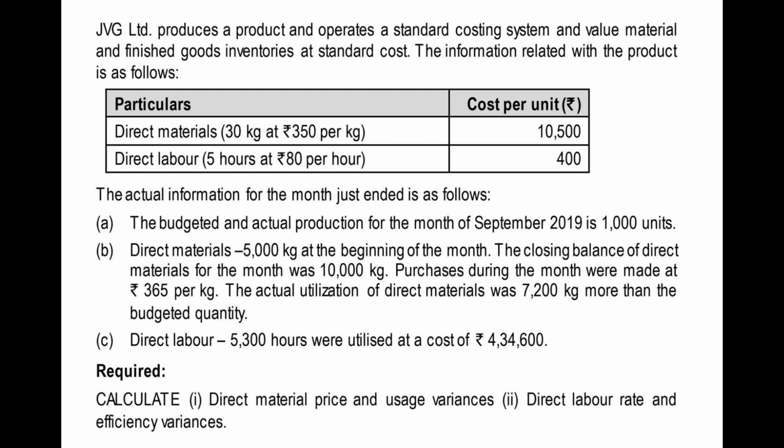The direct labor 5,300 hours were utilized at the cost of rupees 4,34,600. That means the actual direct labor cost is 4,34,600, and the actual number of hours utilized is 5,300. Now we can arrive at the actual labor cost paid against the standard. The standard labor rate given in the problem is 80. Based on this information we can arrive at the actual direct labor as well. Now we can work out one by one.